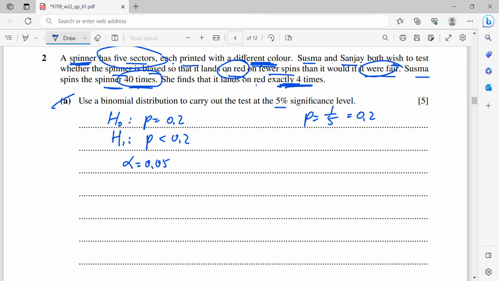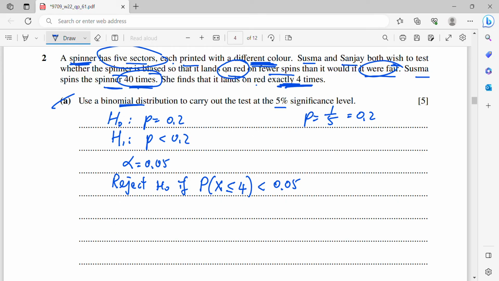And since we need to solve using the binomial distribution, before we do the calculation, we have to write down the rejection criteria. That means we reject H naught if the probability of x less than or equal to 4, this is the p-value, is less than 0.05. So we always reject H naught if the p-value is less than the alpha value.